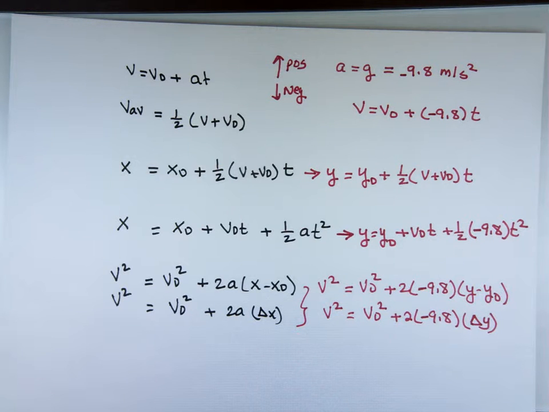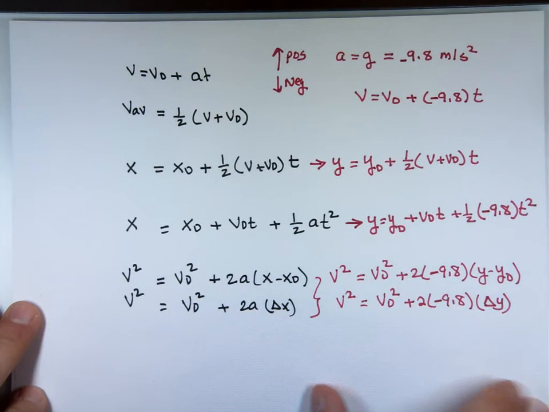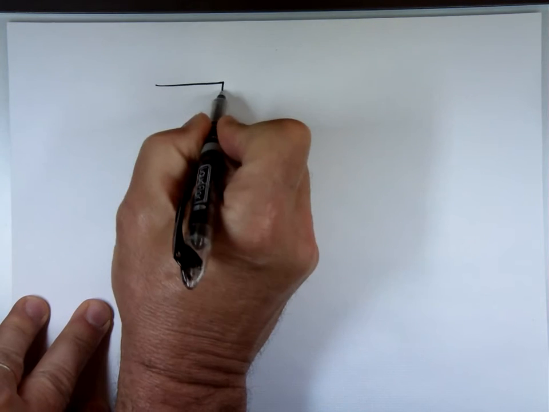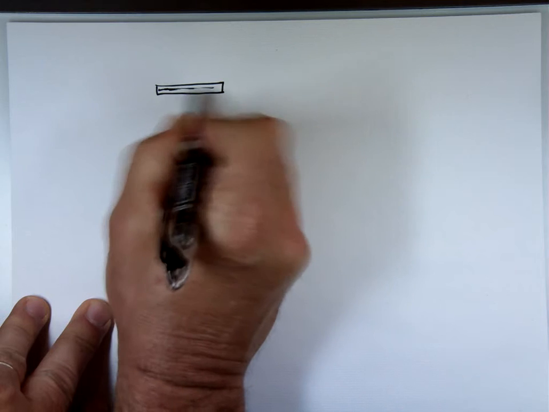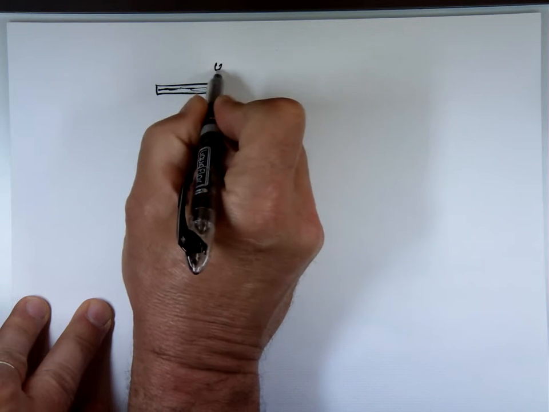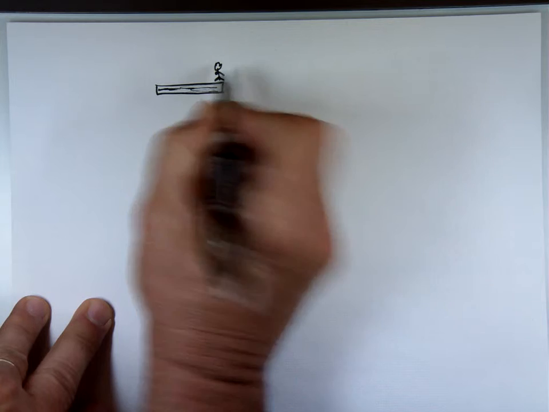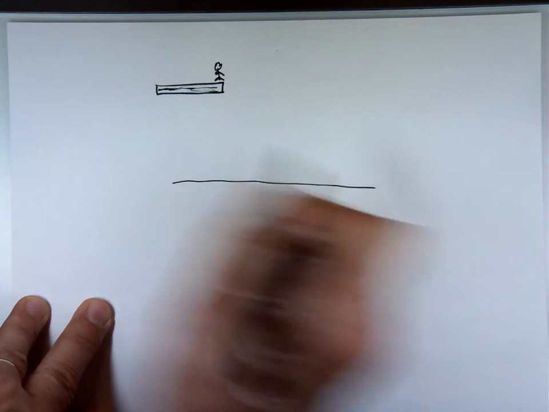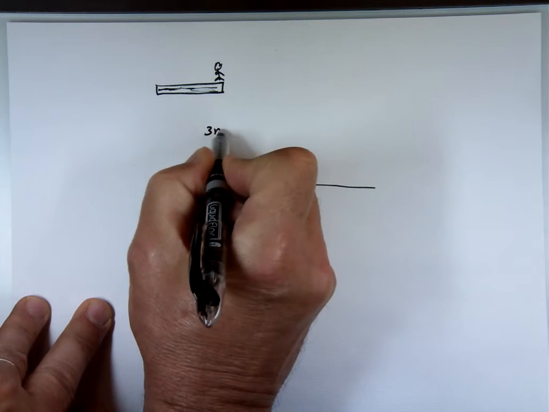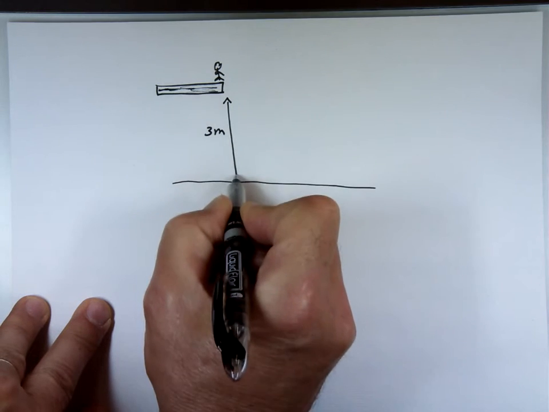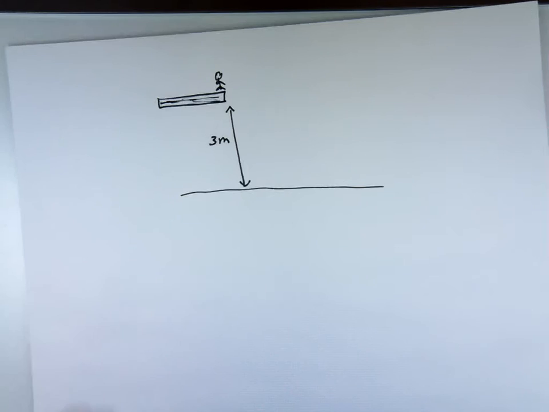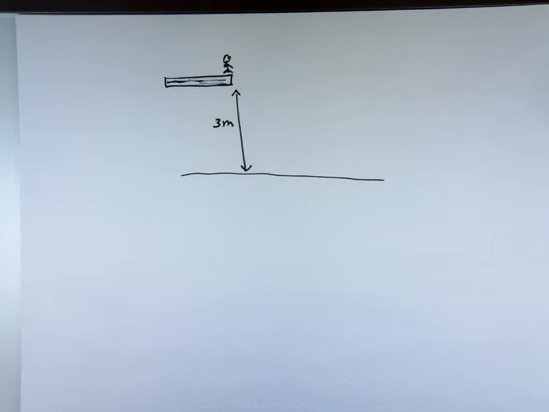So let's take an example of free fall here. Let's say we have a diving board. There's my diving board. And usually these diving boards, let's see, how high above the water are they? We'll say like a good sized pool here. 3 meters. So there's the water here, the pool, and there's the diving board. It's 3 meters above the water.